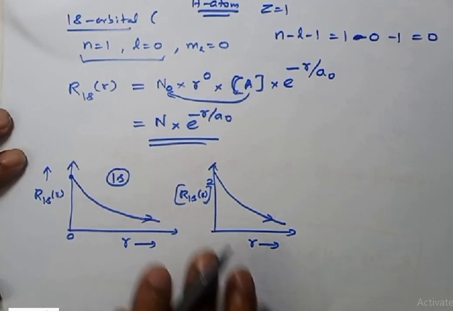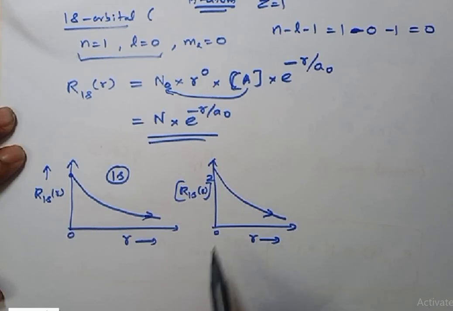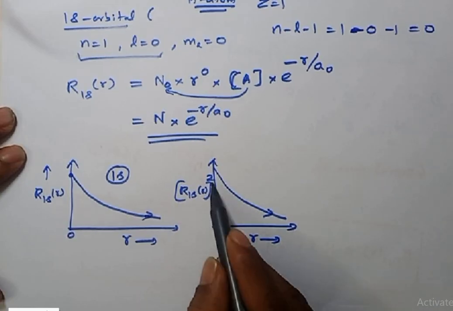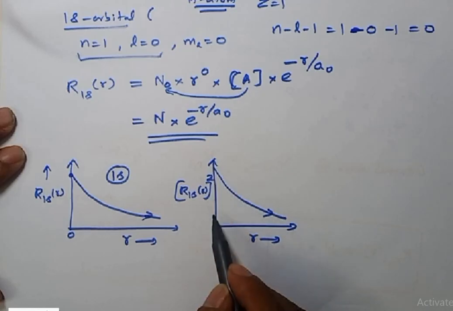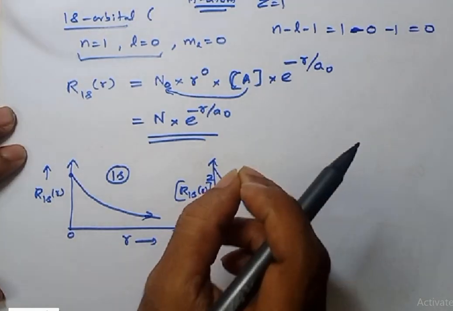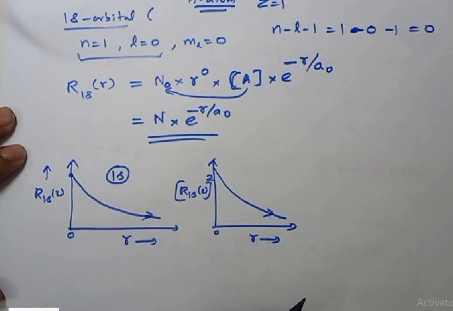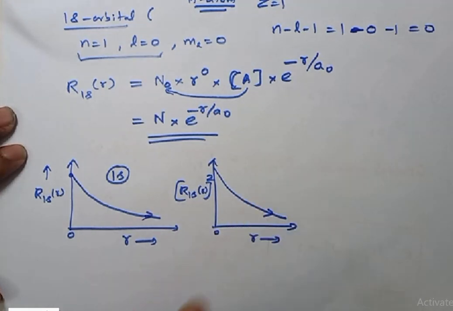So what does this indicate? Probability is maximum at r equal to 0. As r increases, probability decreases. Probability is maximum at r equal to 0, and r equal to 0 means the center of the nucleus, which indicates that the electron is present inside the nucleus, which is wrong.